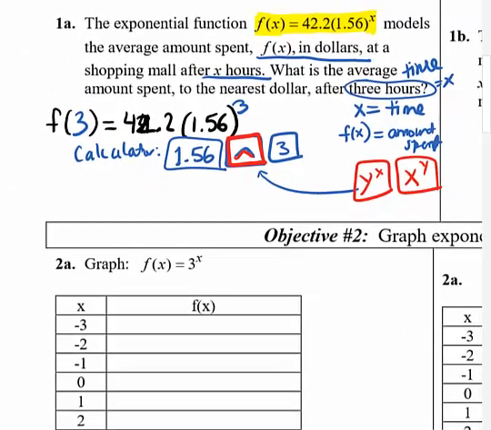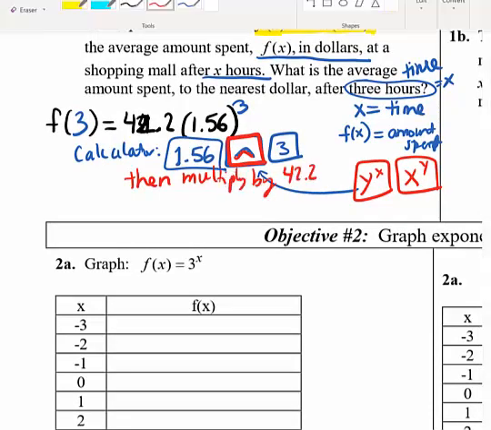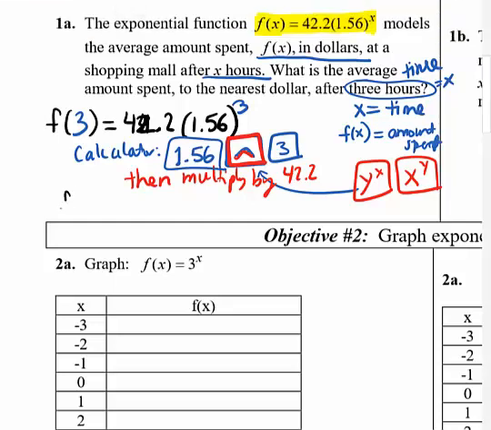Either way, you're going to do that first and then multiply by the number in the front. 42.2, whatever you get by 42.2. Okay, let's see what we get here. F of 3.